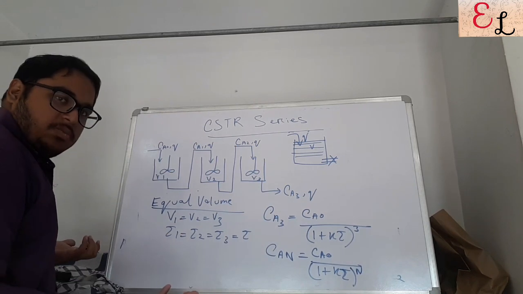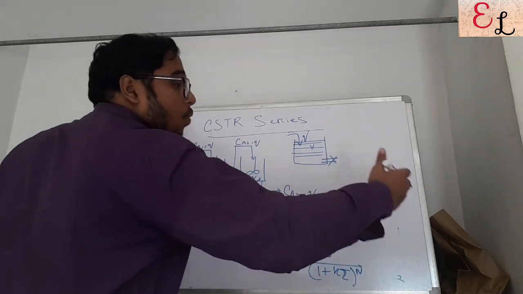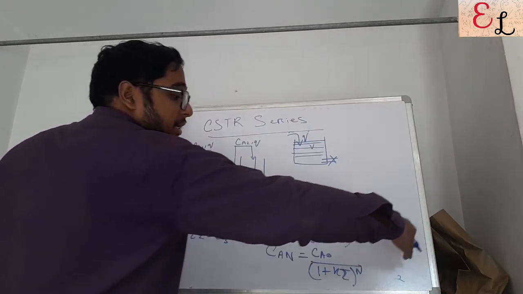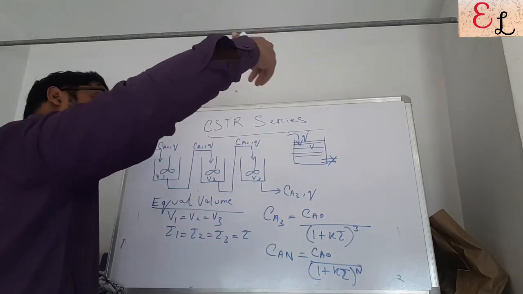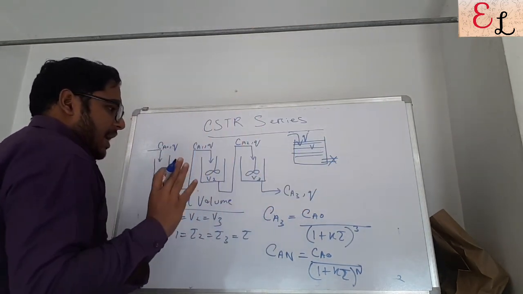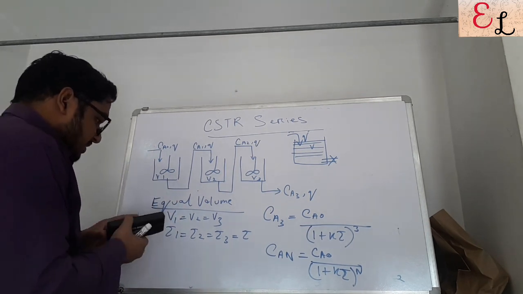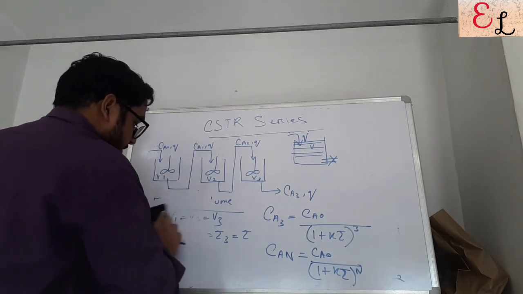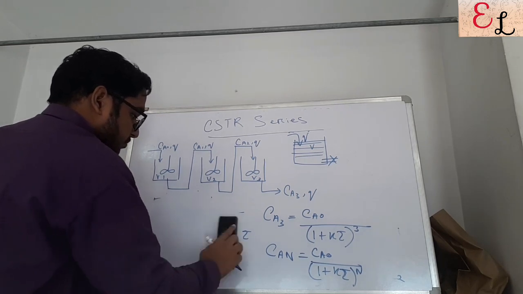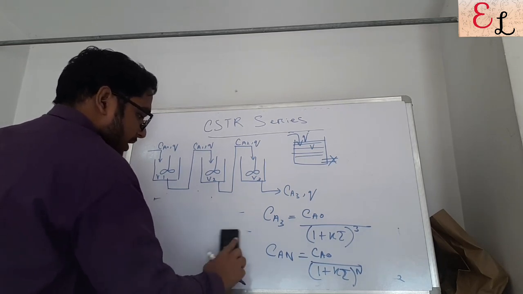For unequal volume CSTRs, it is 1 plus K tau 1 into 1 plus K tau 2 into 1 plus K tau 3, and it extends up to n. So if we now try to express this graphically, where are we going to end up?